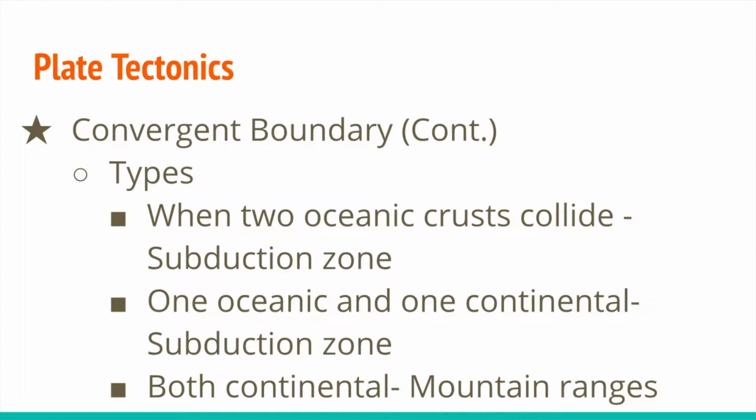Continuing on with our convergent boundary, we have 2 types that you could have. Like I said, you could have an area where there's a subduction zone or where there's not a subduction zone. You get subduction zones when 2 oceanic crusts collide. You could also get a subduction zone when only one oceanic plate collides with a continental plate. When that happens, the oceanic plate will fall underneath the continental plate, and a subduction zone would be there.